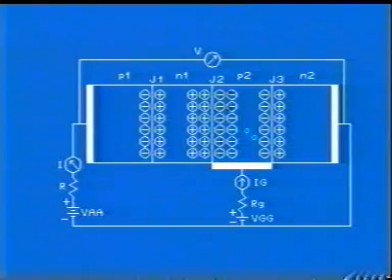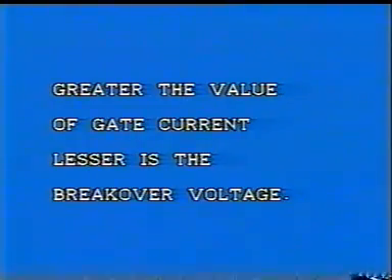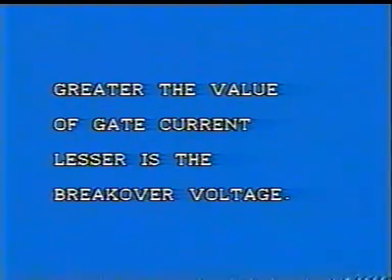Out of these electrons, some reach the N1 region and increase the bias on J1. This starts the process of regeneration, that is, the process of positive feedback. Ultimately, this causes the SCR to turn on earlier, that is, the breakover voltage is reduced. Generally speaking, greater the value of gate current, lesser is the breakover voltage.